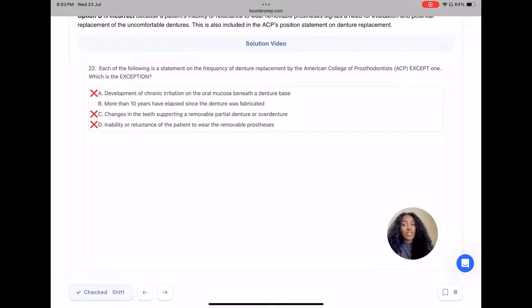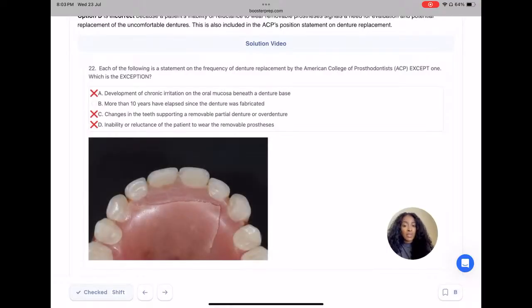More than 10 years have elapsed since the denture was fabricated. The American College of Prosthodontics states that if it has been more than 5 years since the denture has been made and it has signs of damage, it's time to replace it. Waiting for 10 years to get new dentures is not a condition that was outlined by the position statement of the American College of Prosthodontics. So, because of this false statement, this would make it the correct answer for this question.